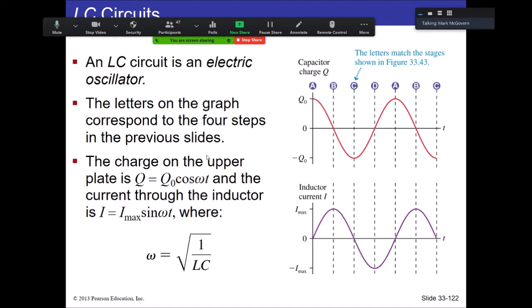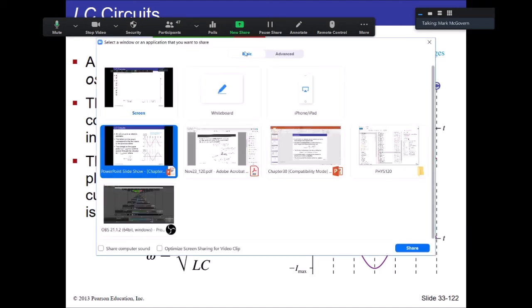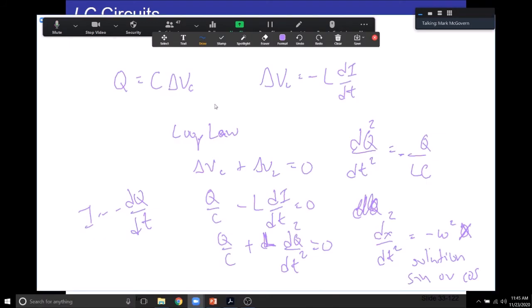Crazy. Now, going back to that whiteboard thing I had there. Let's go back to that. Where's the whiteboard? Is it still up there? So what's the coefficient here? It's 1 over LC.